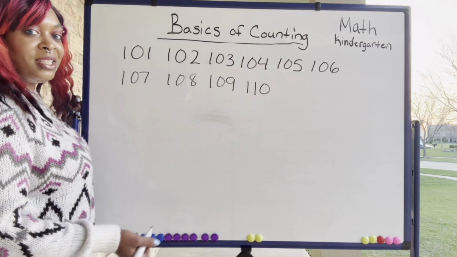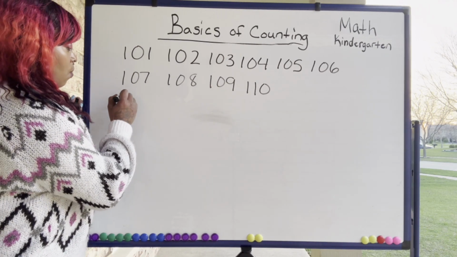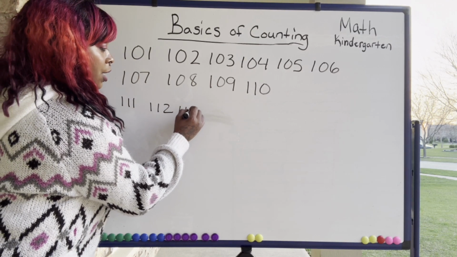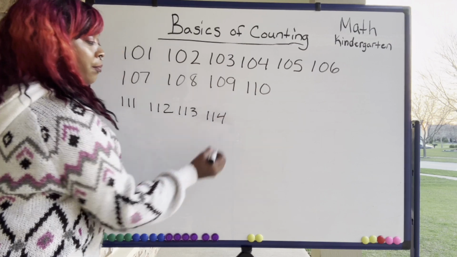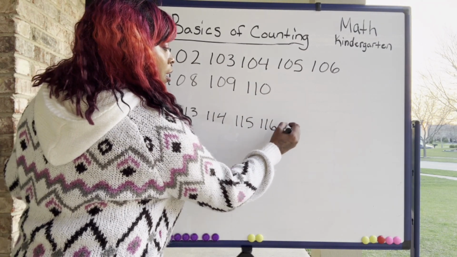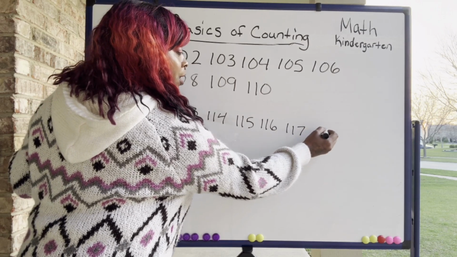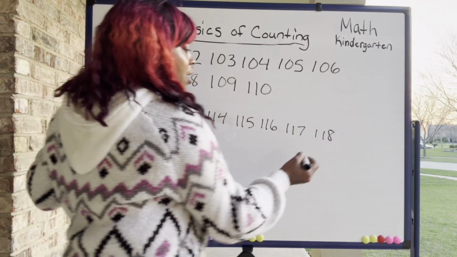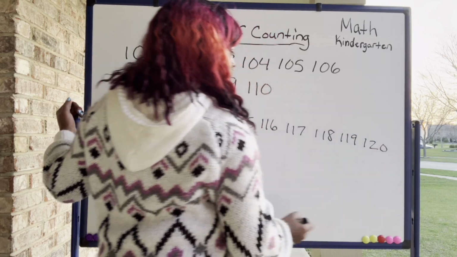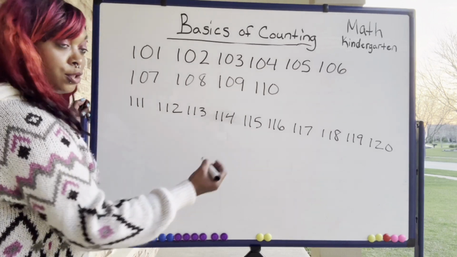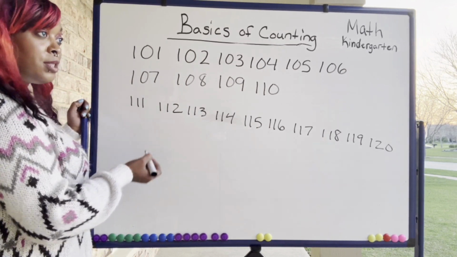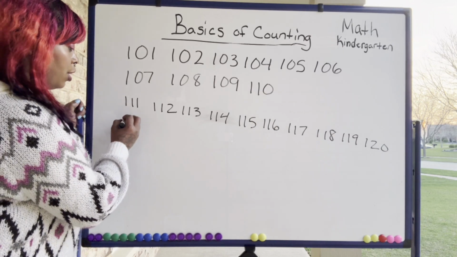So, can you guess what number is next? It would be 111, 112, 113, 114, 115, 116, 117, 118, 119, and 120. Continuing, it would be after 20. You remember the number after 20? It was 21. So it will still be 100, but 121.